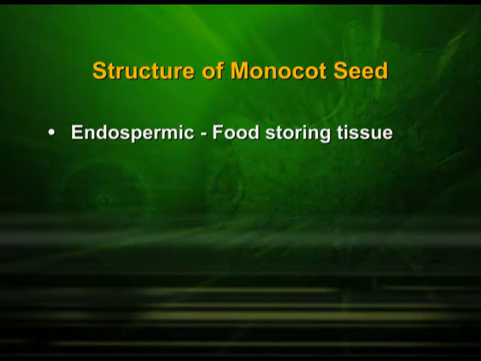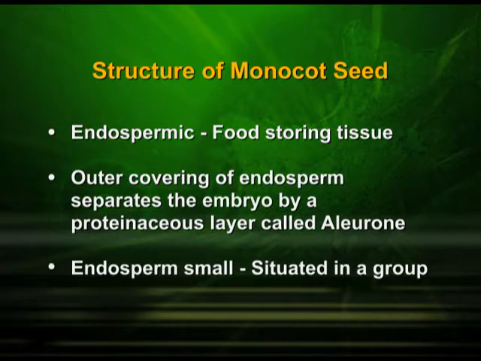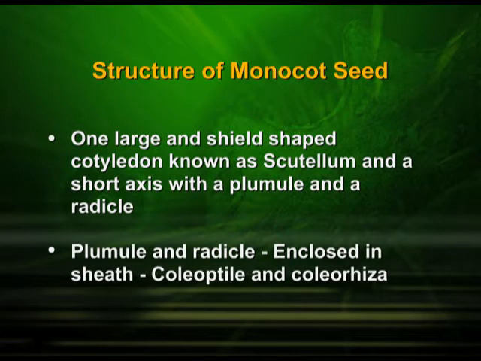Structure of a monocotyledonous seed. Most monocotyledonous seeds have endosperm, that is, they have food storing tissue in them. The outer covering of endosperm separates the embryo by a proteinaceous layer called aleurone. The endosperm is bulky. One large and shield shaped cotyledon known as scutellum and a short axis with a plumule and radicle is found. The plumule and radicle are enclosed in sheaths known as the coleoptile and coleorhiza.